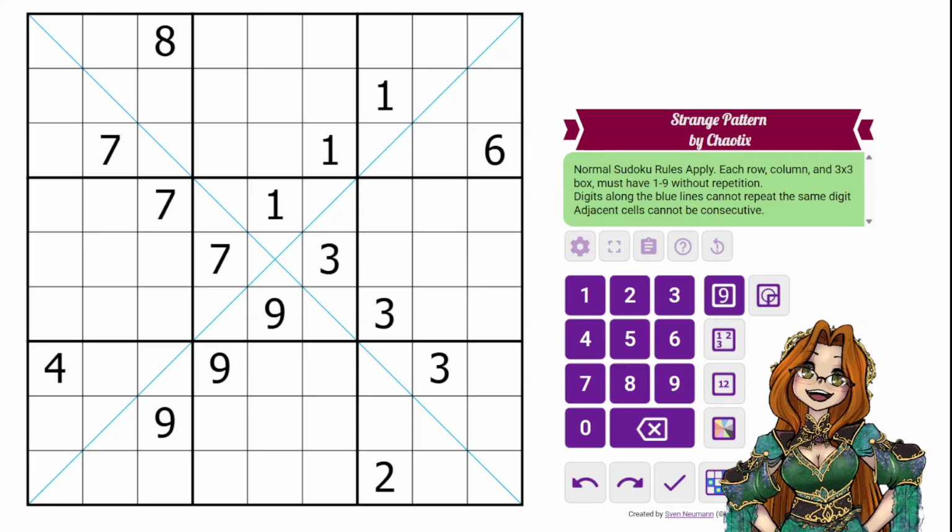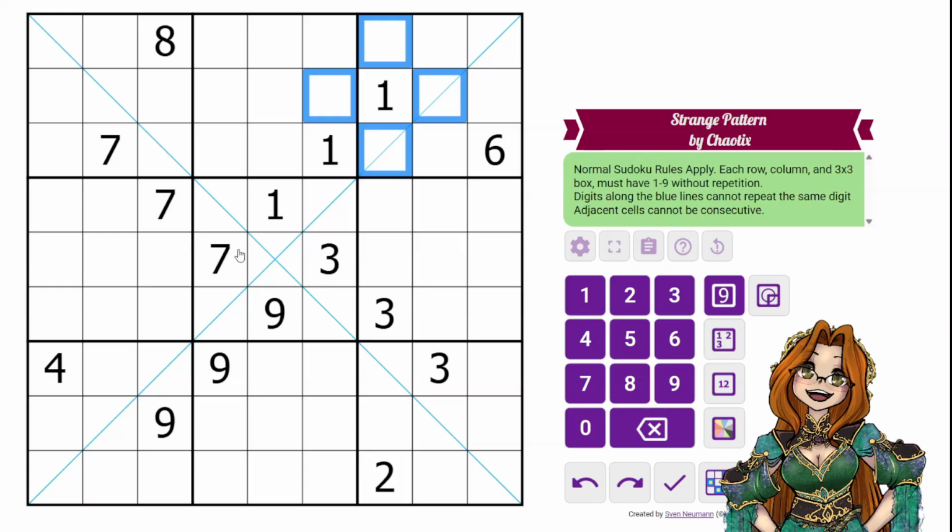Normal Sudoku rules apply, so we need to place the digits 1 through 9 in every row, column, and 3x3 box. Digits along blue lines, so these two blue diagonal lines here, cannot repeat, and adjacent cells cannot be consecutive. So adjacent cells cannot be the digits that are consecutive with each other. So because this is a 1, none of these 4 adjacent cells can be a 2.